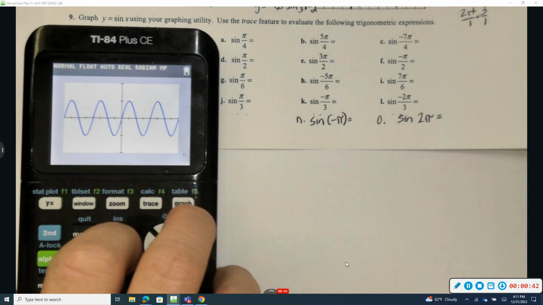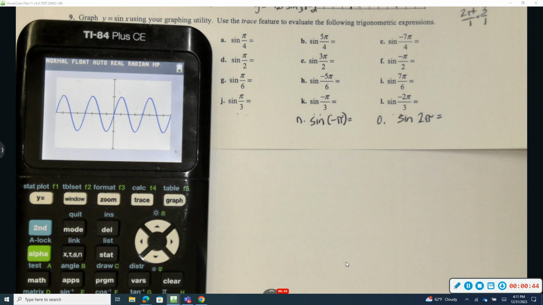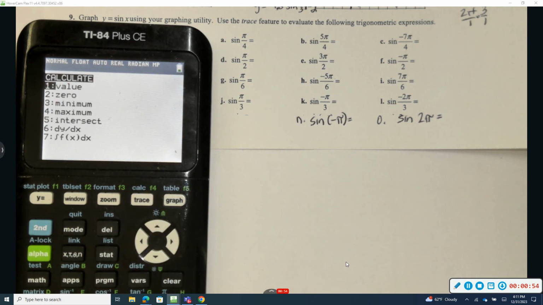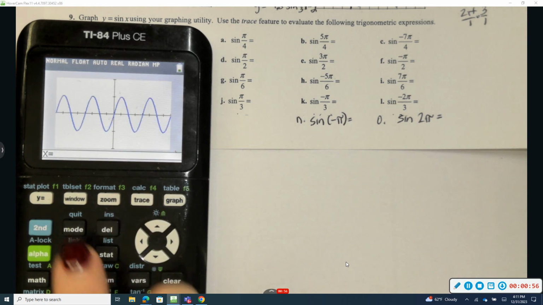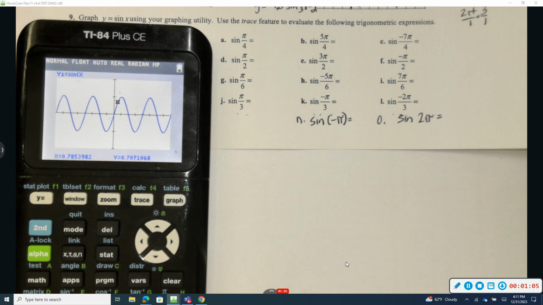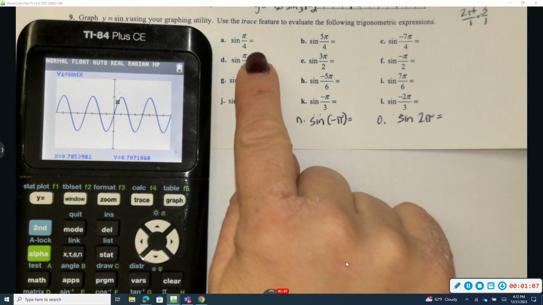Okay, now we're going to use the trace feature in order to come up with the answers. And so in order to save time, since I know you already have the answer key provided to you, I'm going to go through how we achieve these answers. So I'm going to go second trace value. Part A says pi divided by 4. And here's my answer. If we're supposed to round to 3 places to the right, or the thousandths, it would be 0.707 for part A.